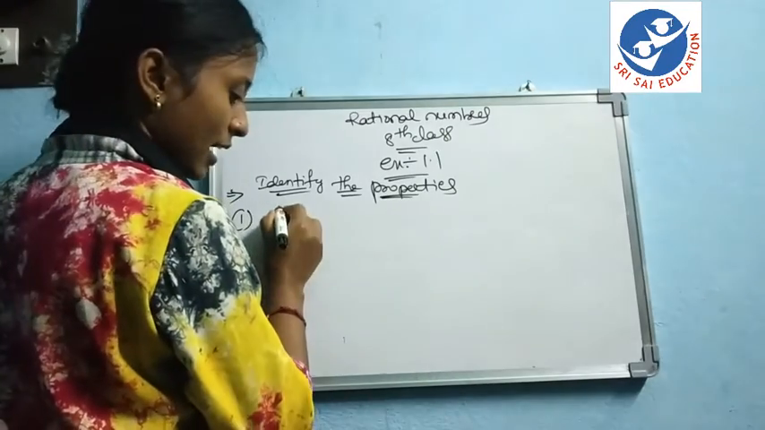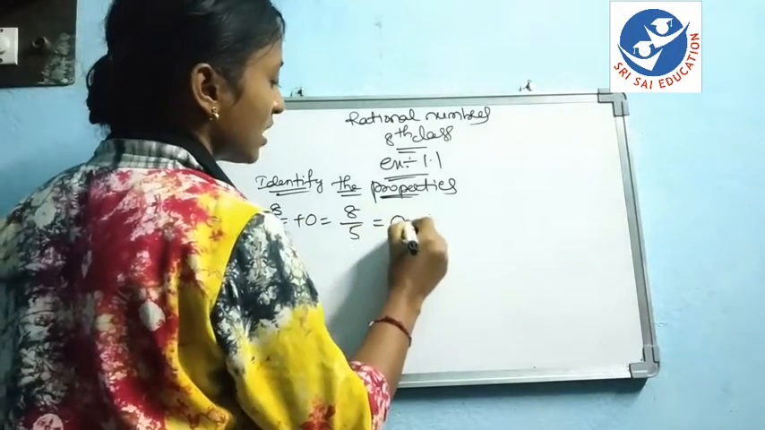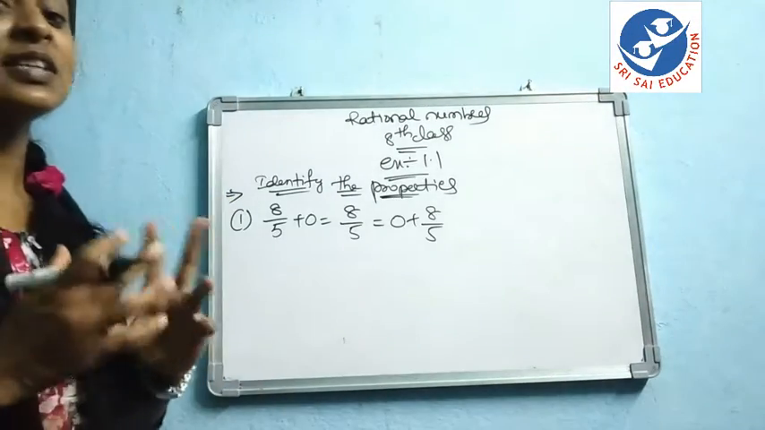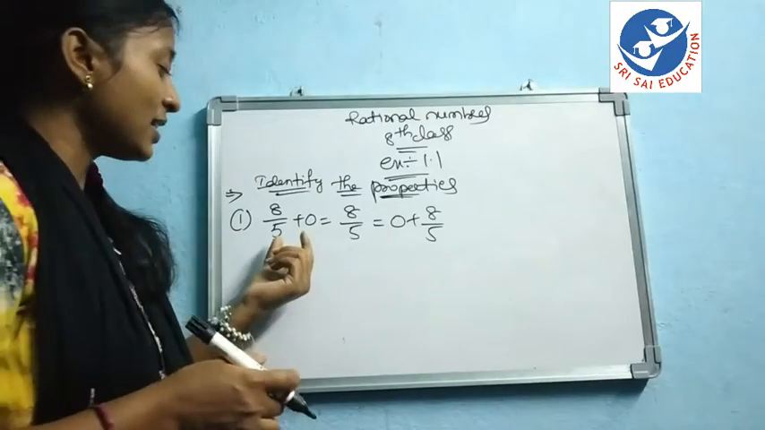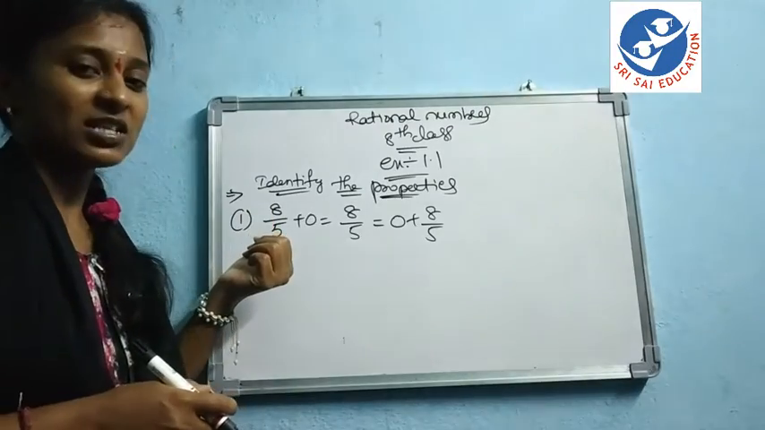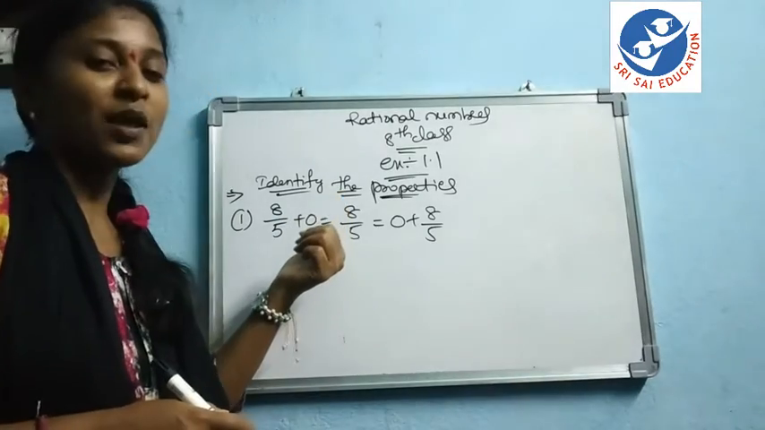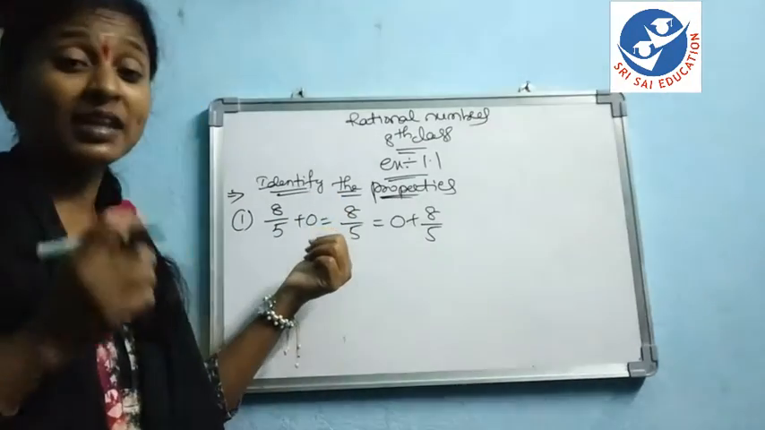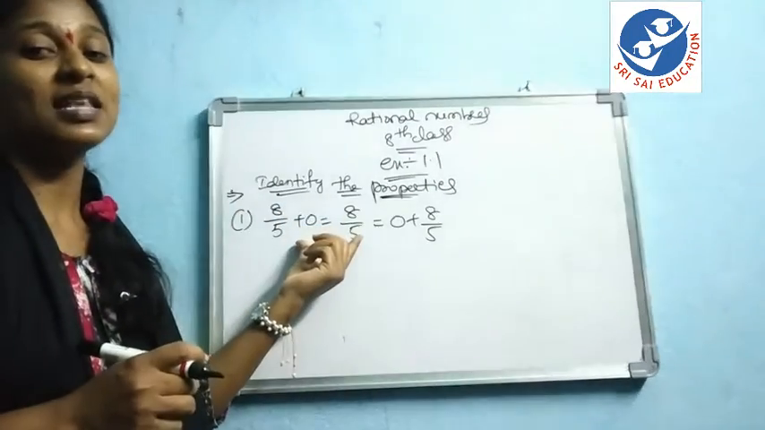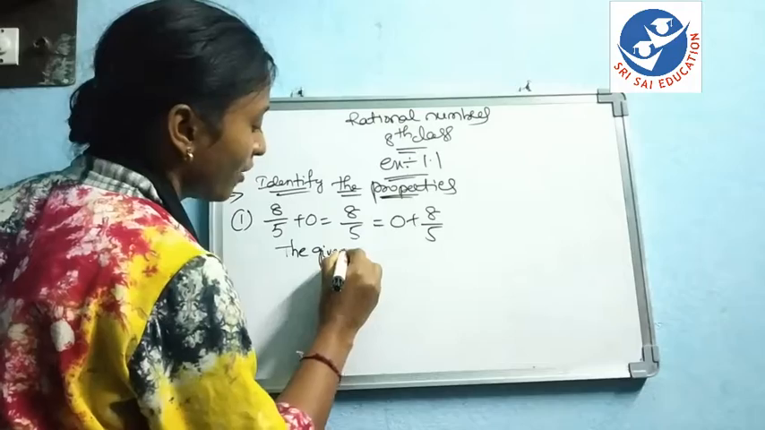First problem is 8 by 5 plus 0 equals 8 by 5 equals 0 plus 8 by 5. Already we discussed additive identity. 0 is the additive identity. In this, 8 by 5 is a rational number. A rational number added with 0 gives the same rational number. Then 0 is an additive identity. The given property is additive identity.